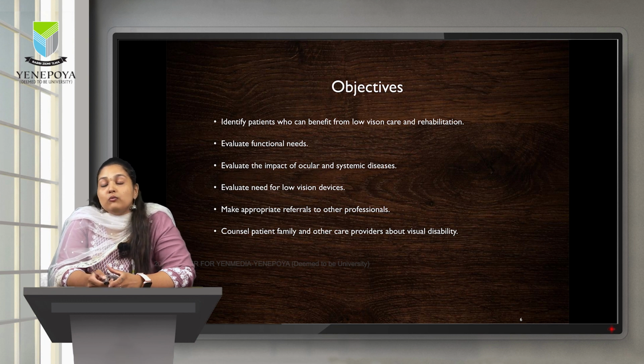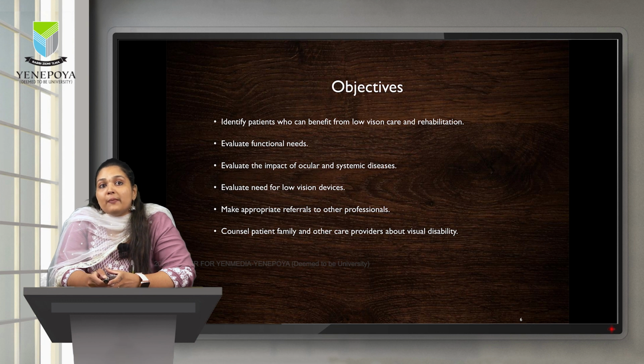Then next is how the ocular and systemic disease has an impact on him. Then, what is the need for a low vision device? For each particular functional need, we can give a particular low vision device. So based on the functional needs of the person, low vision devices can be decided.